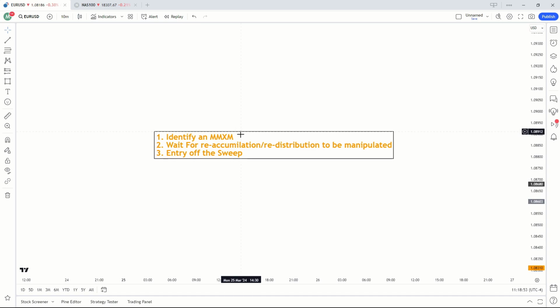Now, within the market maker sell or buy model, there will be reaccumulation or redistribution depending on whether it's a buy or sell model. We will wait for the second stage to be manipulated, either swept to the upside or downside, and we will enter off that, which brings us on to our step 3, our entry. We will simply enter off the sweep.